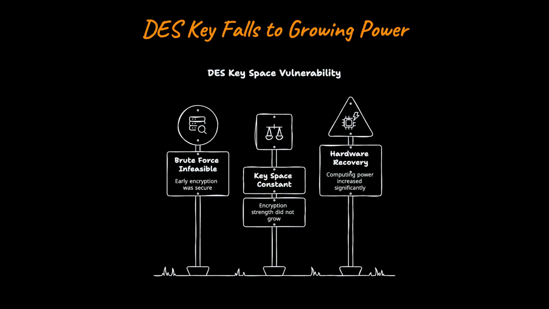Its 56-bit key was comfortably secure in the late 1970s. But as computing power climbed year after year, that fixed key space stayed the same size until purpose-built hardware could crack it by the late 90s. It wasn't broken by clever math, just by the steady growth of raw computation.